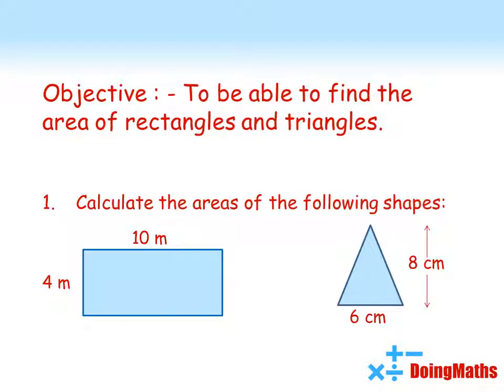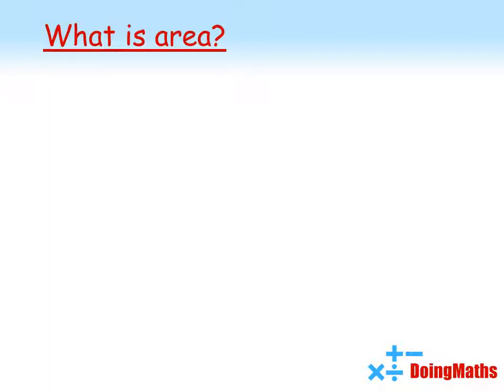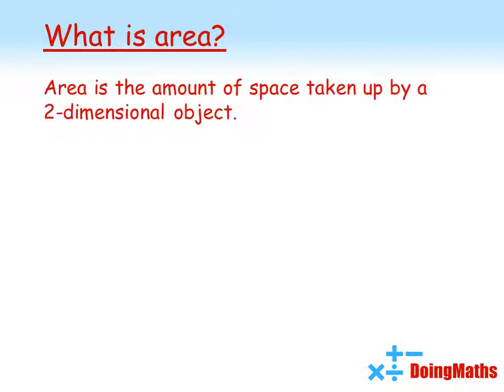Our objective for this lesson is to be able to find the area of rectangles and triangles, such as in the question on this page. So let's start with looking at what area is. Area is the amount of space taken up by a two-dimensional object.